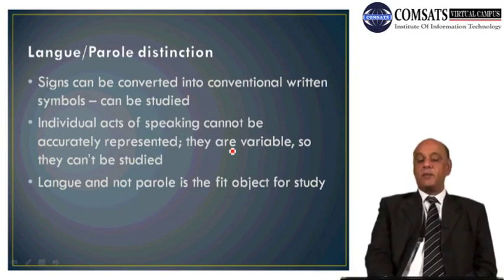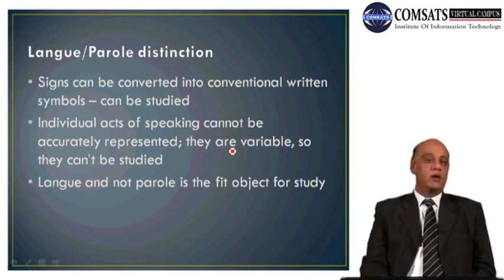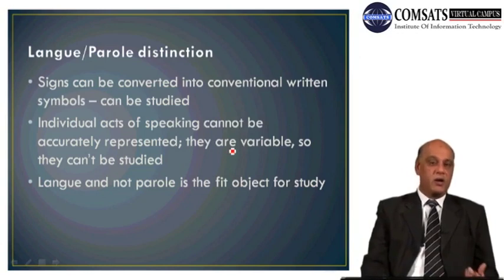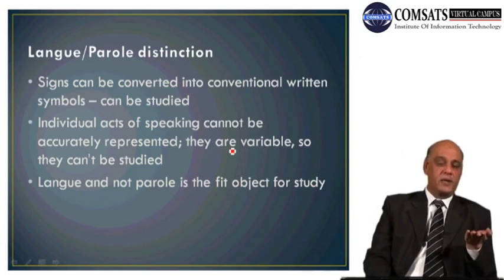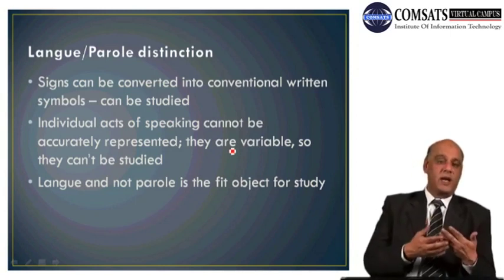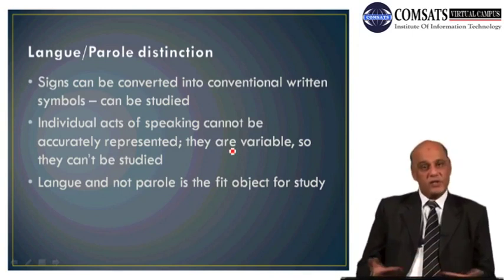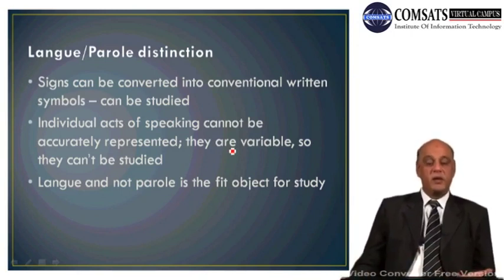Now, signs can be converted into conventional written symbols, and they can be studied because they are not different, they are the same, they are homogeneous, they are uniform. So the permanent signs can be converted into conventional written symbols, and they can be studied. If you convert the signs to symbols, it becomes, of course, again the conventional symbol, which is an agreed upon symbol. Then you can study the signs.